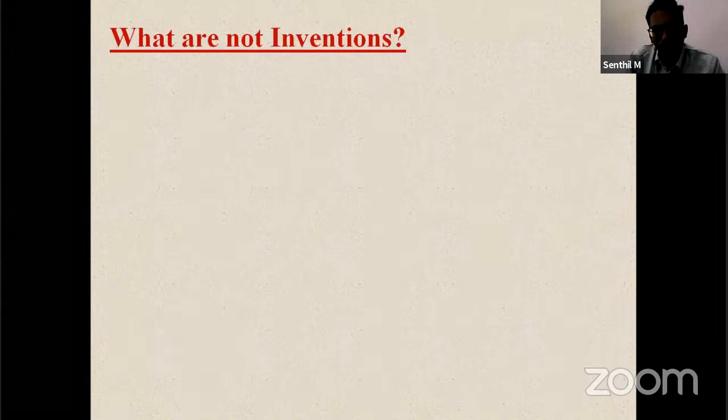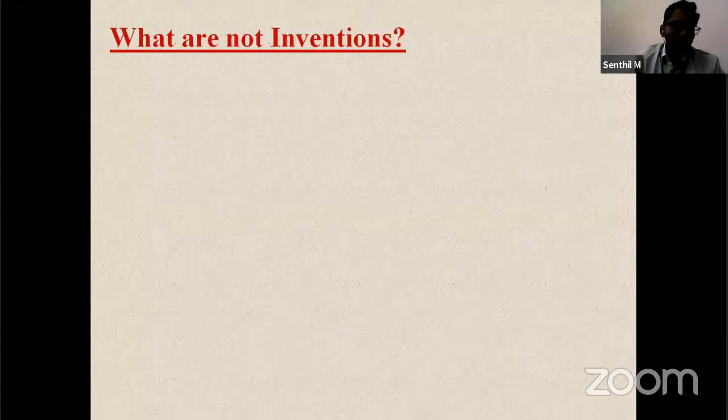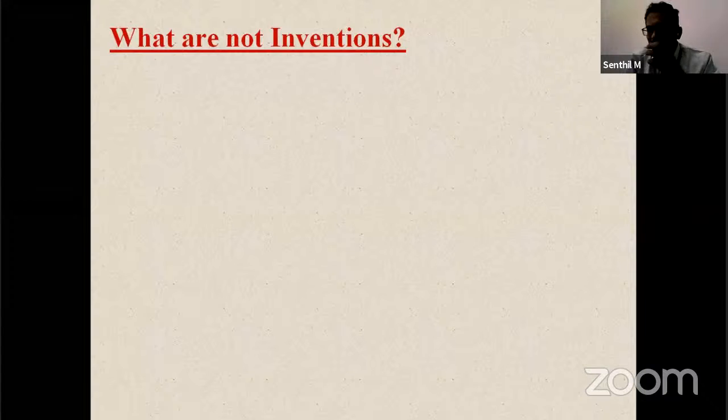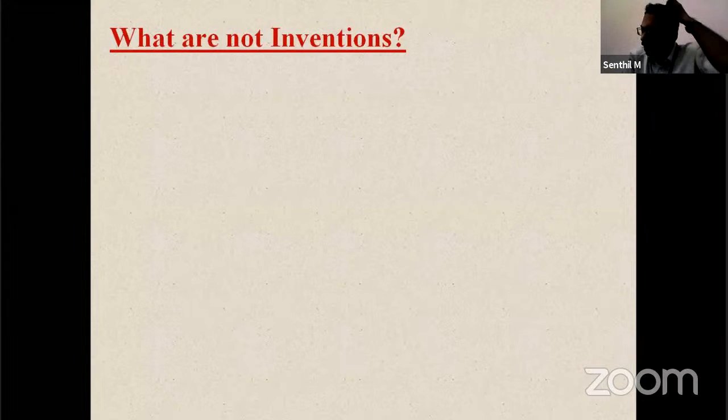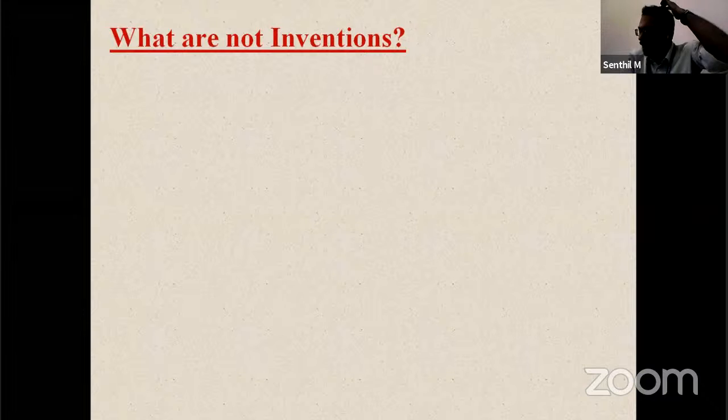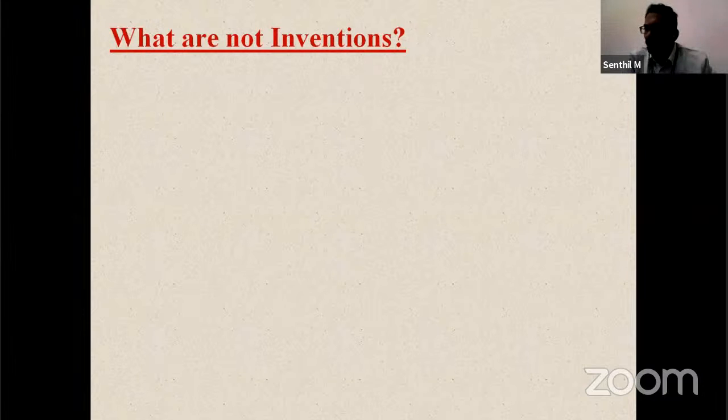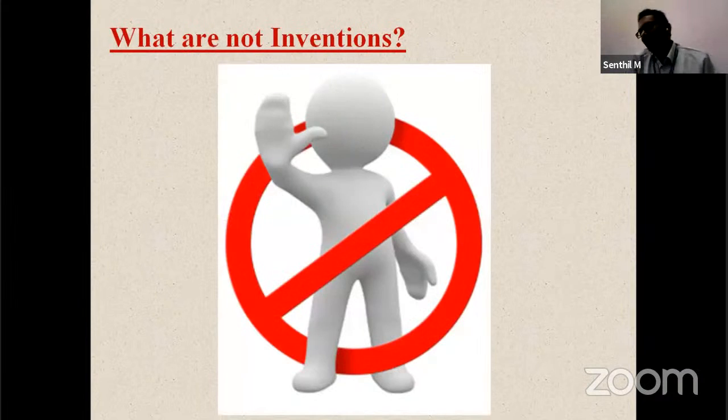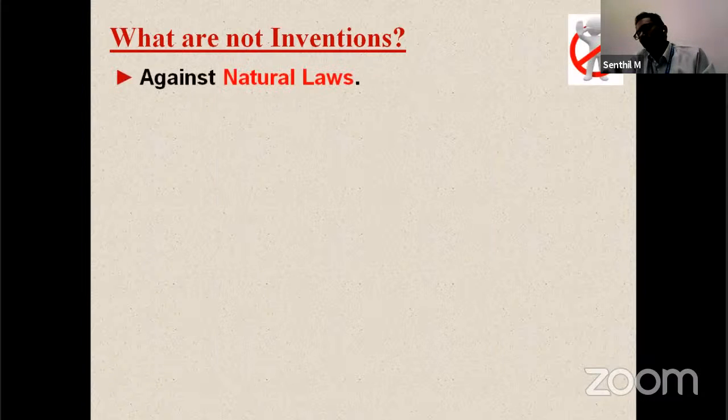Coming to the most important last two slides: what are all not inventions. When we go for an invention, the Indian Patent Office has certain clauses. If your invention falls in these clauses, they will not give you a grant. So kindly make a note. When we go for a patentable subject matter, we may have to see all these things. What are not patentable? Anything against a natural law, a natural phenomenon, we cannot patent it.